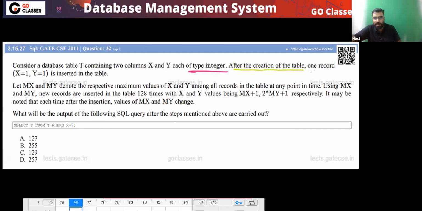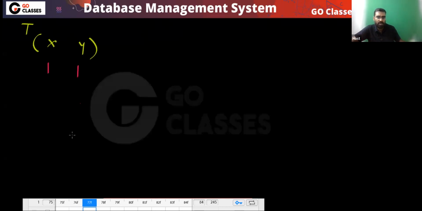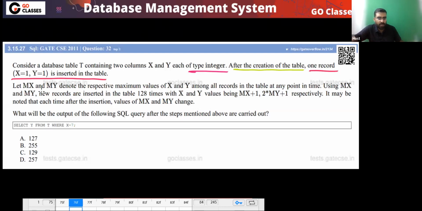So after the creation of the table, one record is inserted. We insert one record, this record, 1, 1. Now mx, my are the maximum value of x and maximum value of y among all the records in the table at any point of time. Using mx, my, new records are inserted in the table 128 times. So you will insert new records in the table now.